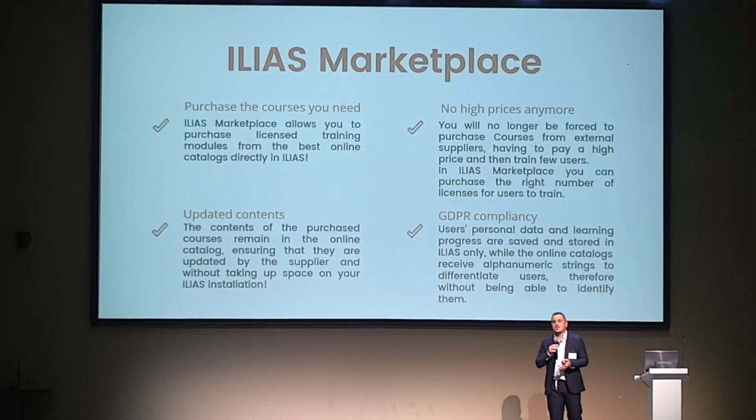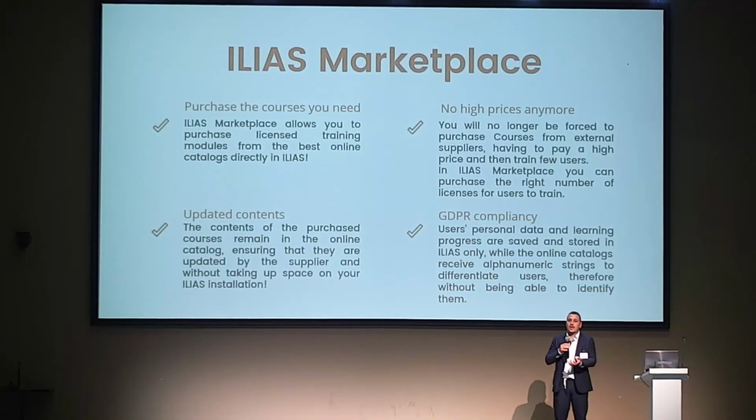This means that there will be no high prices anymore. That's because you will buy the license only for the people you need to train. If you need to train 3 people, you won't buy an expensive course from a provider. You just select 3 licenses of that course and buy them in ILIAS. Then contents will be updated. We are talking about a plugin that connects that ILIAS installation to an online catalog. Of course, we have our first partner, our first online catalog, and in the next months there will be more.